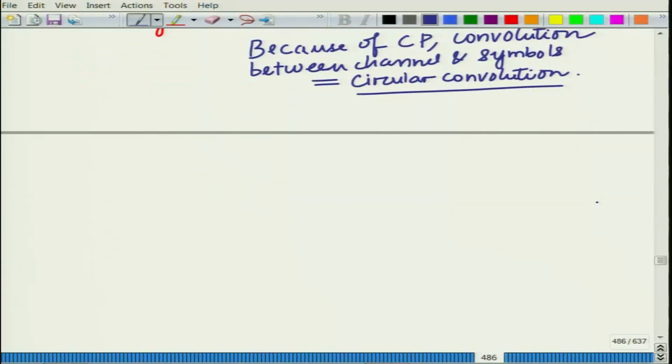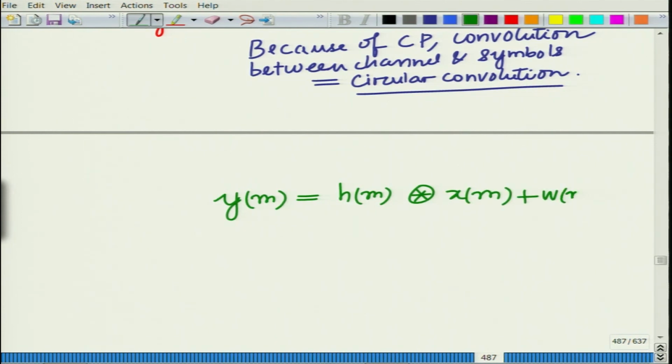If you write this, you will have the output ym equals hm circularly convolved with xm plus wm. This is essentially your circular convolution.